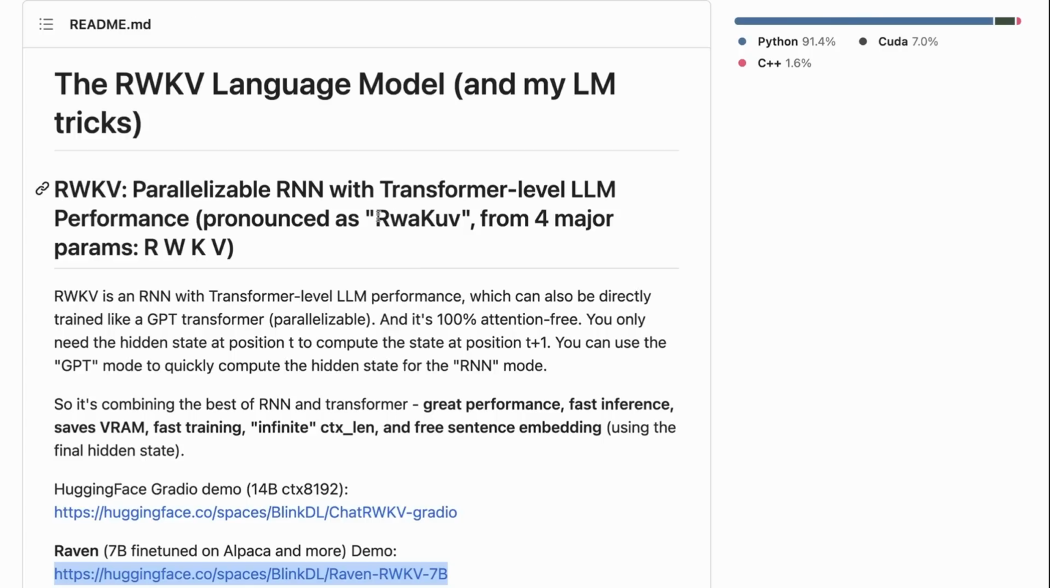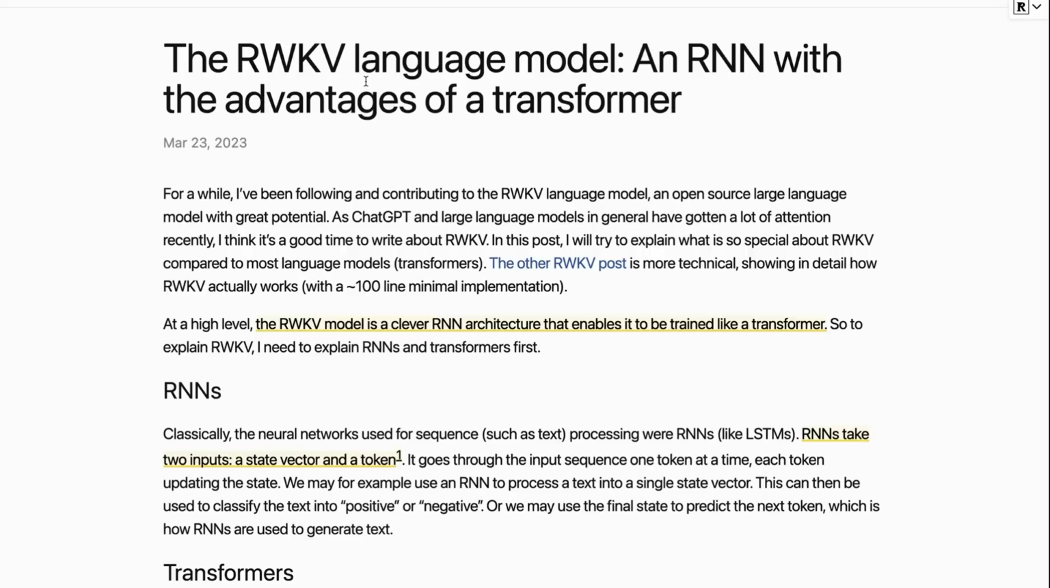I have no idea if I'm pronouncing that correctly. So this stands for receptance weighted key value. I'm not going to go too much into this. I'll go at a high level and I'll give you some links where you can go in deeper. So this is the model. This is a blog post from the person, and this project is mostly driven by one person. This is one of the things that's really interesting about this project.